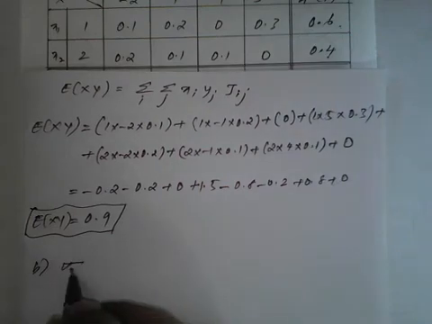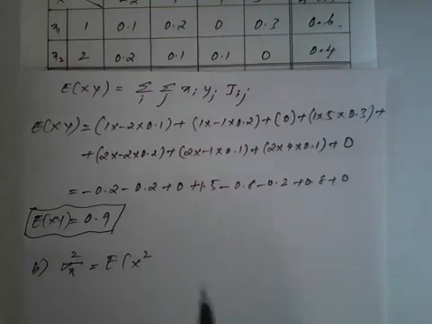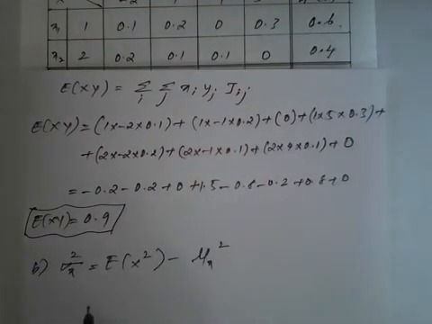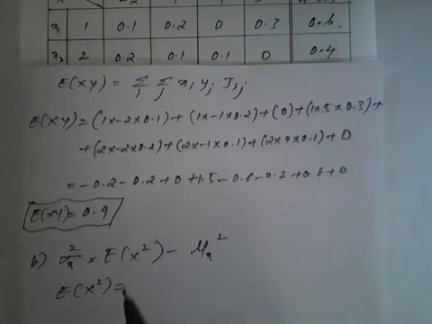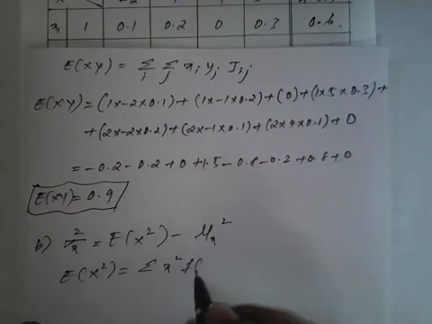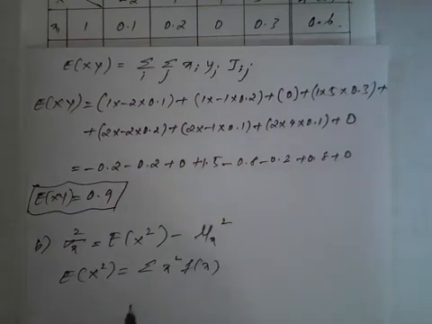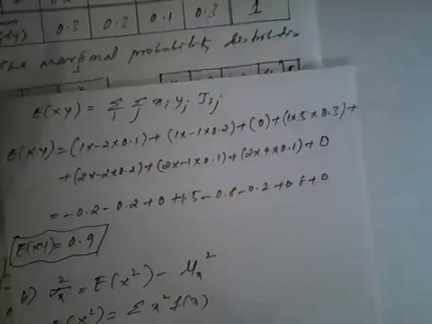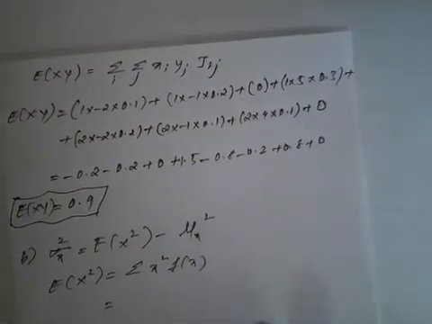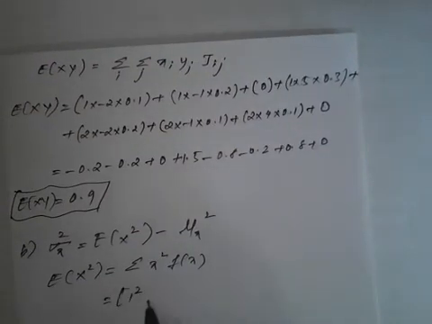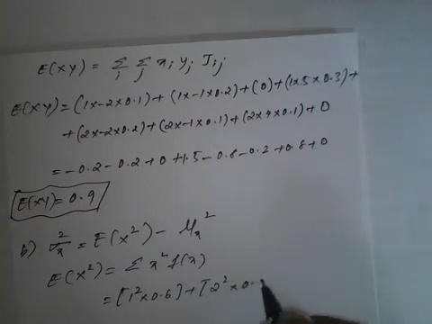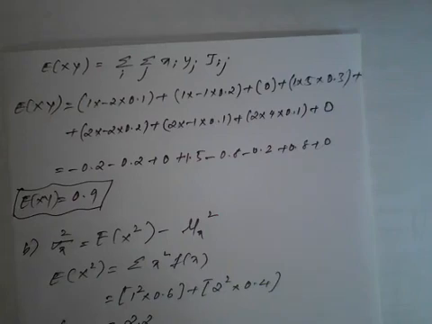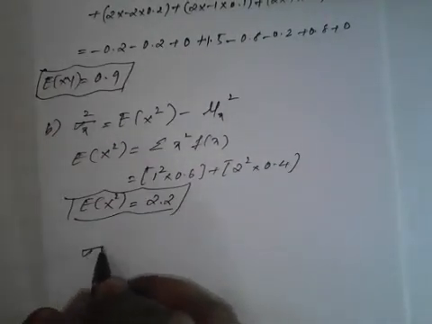So the second result is variance of x, which is given by expectation of x square minus mu of x square. So you will first find expectation of x square, which is nothing but summation of x square into f of x. This will be from the marginal table, so you need to use that. So 1 square into 0.6 plus next value of x is 2 square into 0.4, and on simplification it will be 2.2. This is expectation of x square.